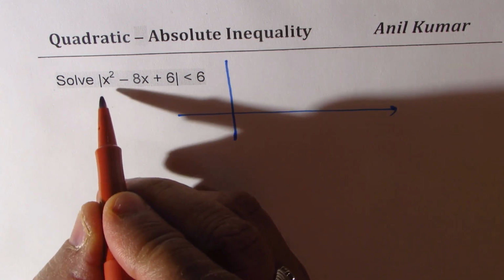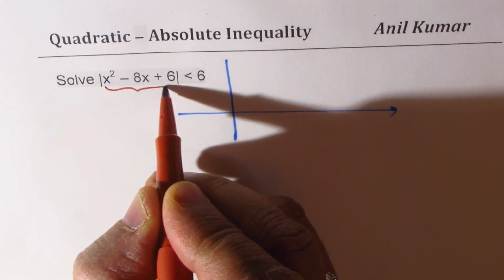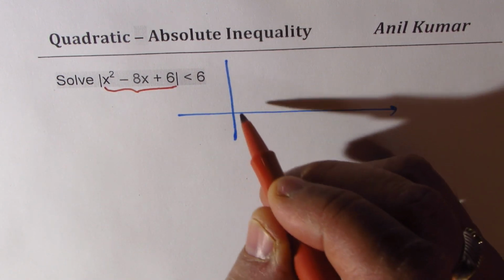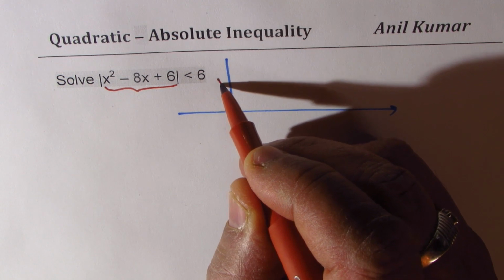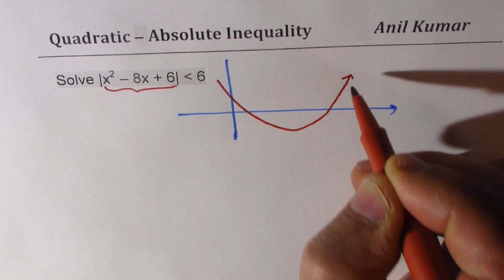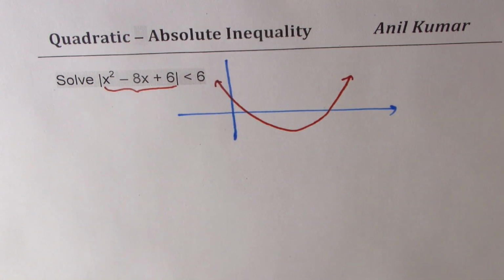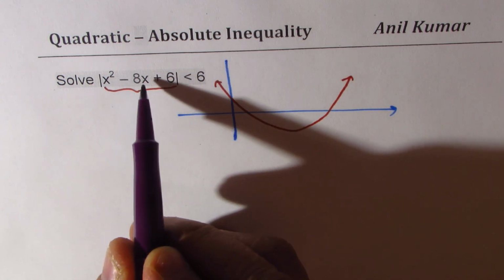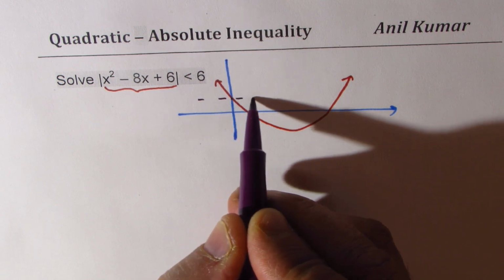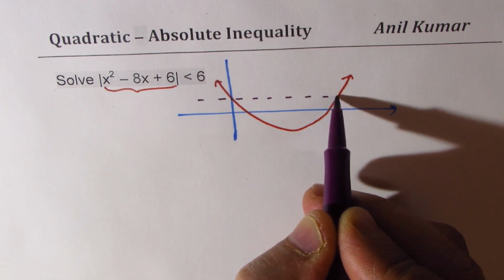So within this absolute function, we have a quadratic function, correct? So let me sketch this quadratic function. It will be a parabola opening upwards. So let's draw this parabola kind of like this. Now, the y-intercept is 6. If I substitute x as 0, I get 6. So less than 6 really means we have this y-intercept, which is at 6.